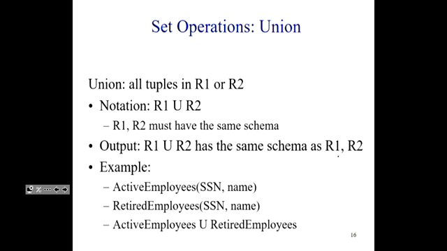So for instance, if I have a relation ActiveEmployees with attributes SSN and name, and a RetiredEmployees relation with attributes SSN and name, and notice once again the schema of these two relations is the same, which is the only way I can do a union, I can find the set of all employees that are either active or retired, so the set of all employees, by doing a union between active and retired.